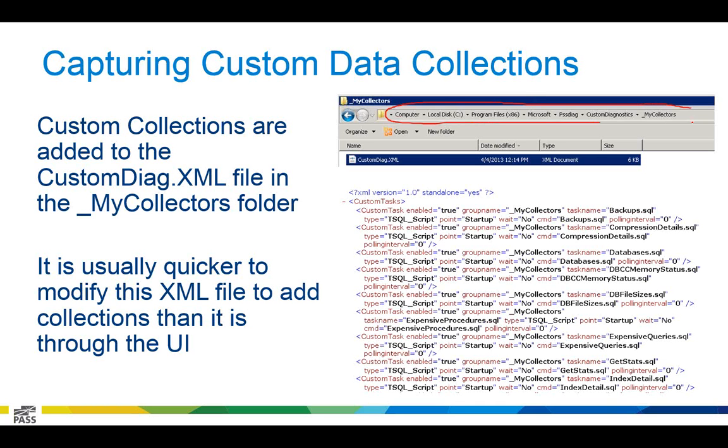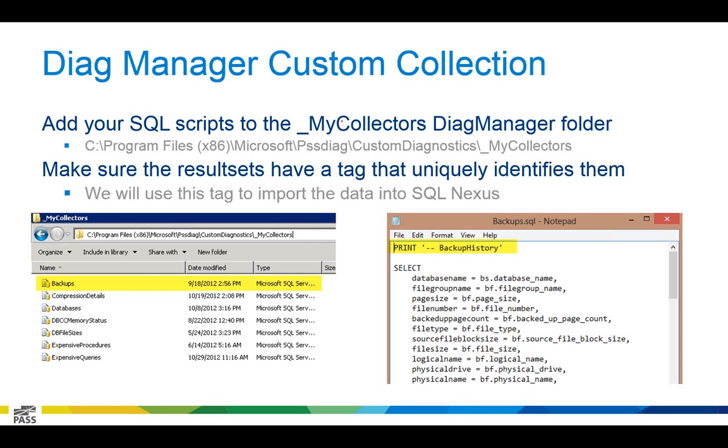Now for the scripts that I want to capture information for, my T-SQL scripts, in each one of these I'm going to have to add, through a print statement, some sort of indicator that allows me to uniquely identify a result set. The reason I want to do this is because, using this tag, here I'm just doing it for a backup history script, I can edit an XML file for SQL Nexus that will allow me to load any information that this select statement returns into a SQL database automatically.